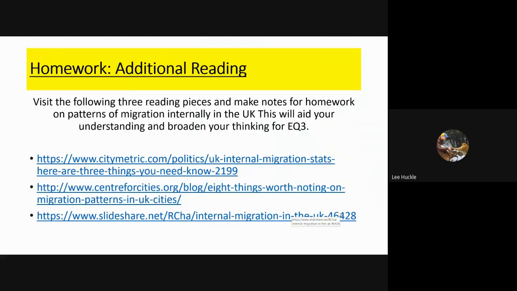You were then given a homework task. So do look back at this, some additional reading here. Visit the following 3 reading pieces and make notes for your homework on the patterns of migration internally in the United Kingdom. And that will aid your understanding of what you did in that particular lesson. So if you want to go back to look at those links, please do.